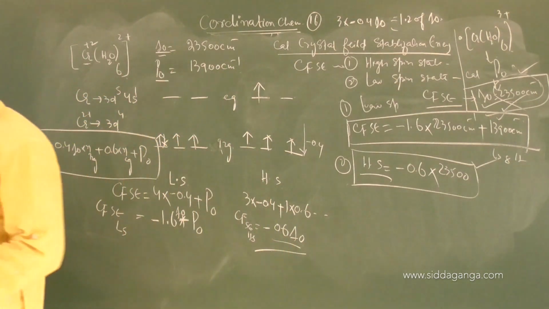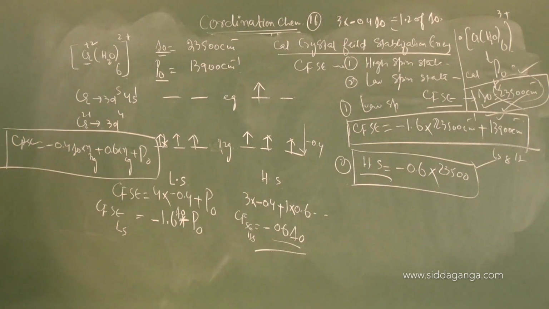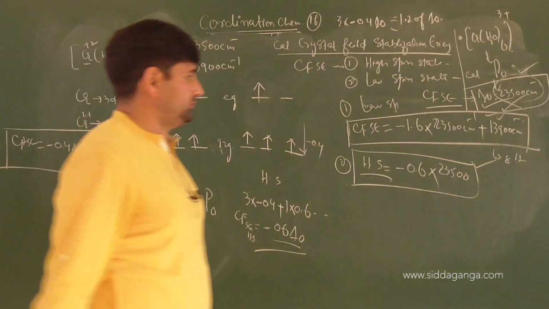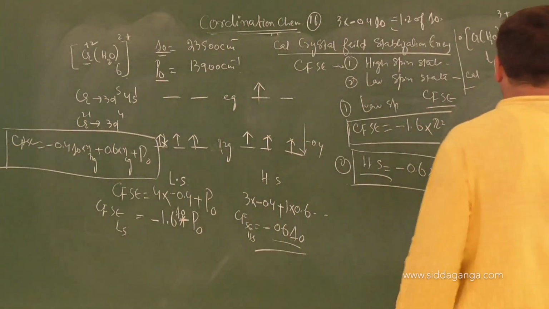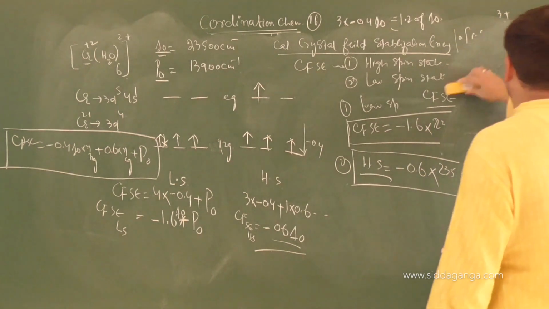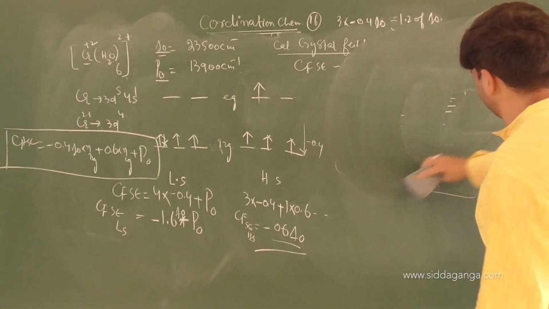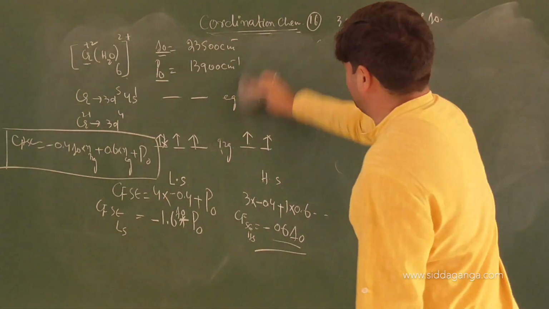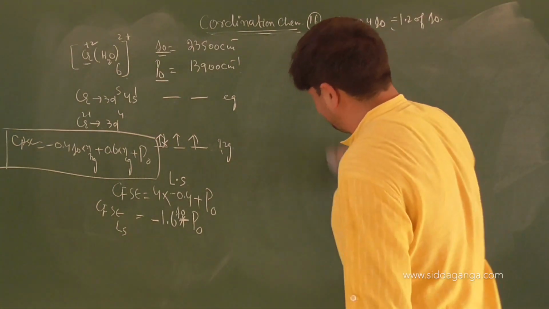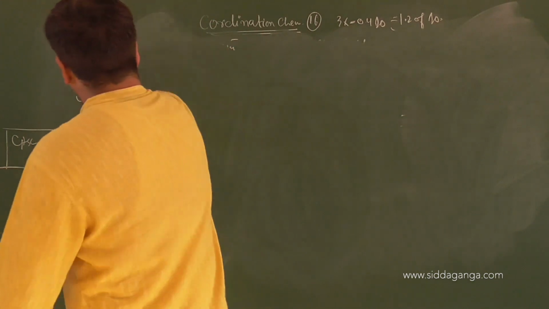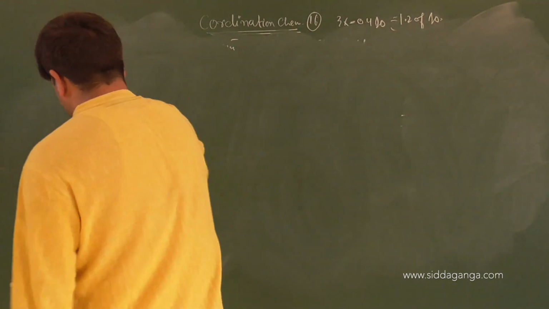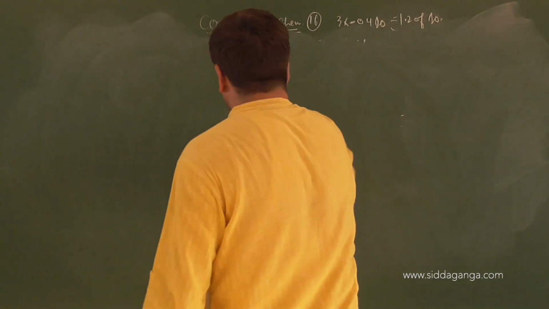Clear with the statement? Right, excellent. Let's continue with a few more questions. Did you get it? That question number 1, calculate CFSE when delta 0 is given to you there, Cr(H2O)6 3+. So keep that question in mind, children.